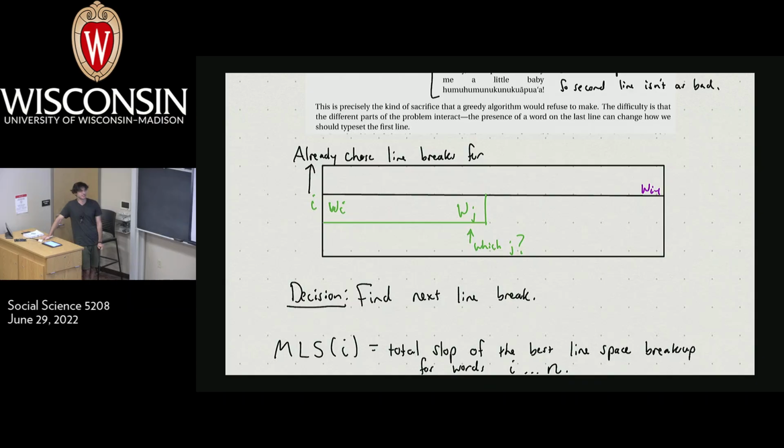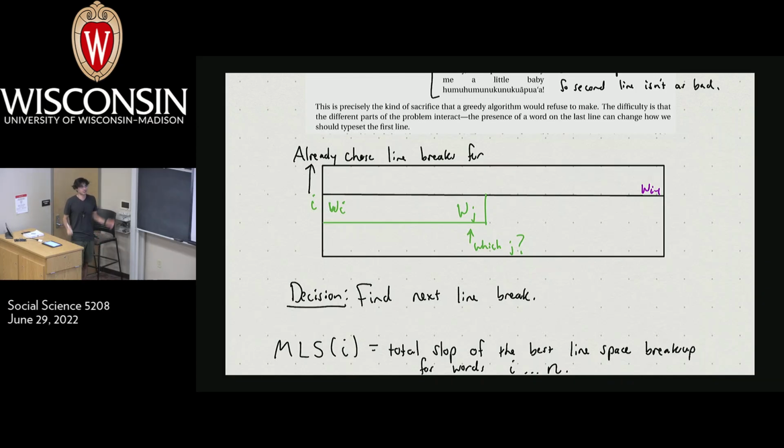So the answer is that's the wrong question to ask. Remember, we never want to be clever. The question is, what's the easiest way to find the next line? What's the answer to that question? You're almost there. What's the simplest thing you could do? Try them all. That's right.